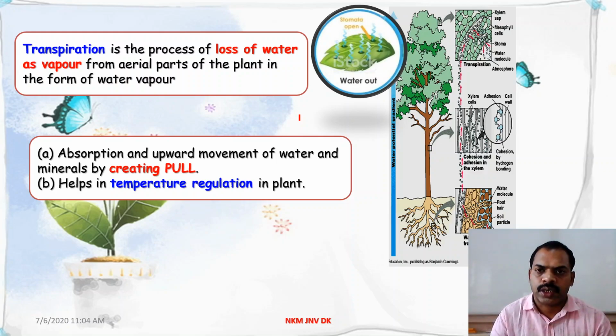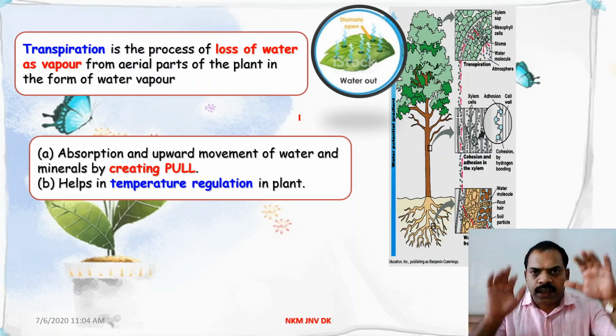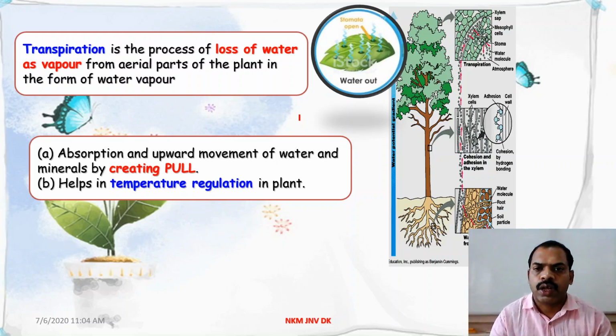Temperature regulation. We know that when evaporation happens, when we are sweating, our body gets cool. Similarly, when water is evaporating from the leaf surface, the leaf surface temperature will come down, it cools down.